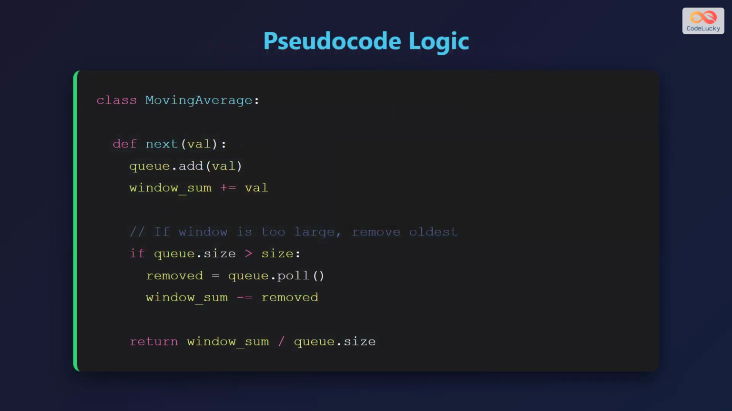Here is the logic in pseudocode. When a new value arrives, we add it to the queue and the window sum. If the queue size exceeds our limit, we remove the oldest item and subtract its value from the sum. Finally, we return the sum divided by the current size.